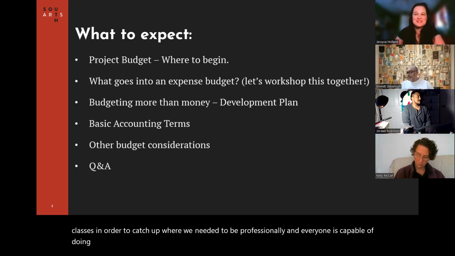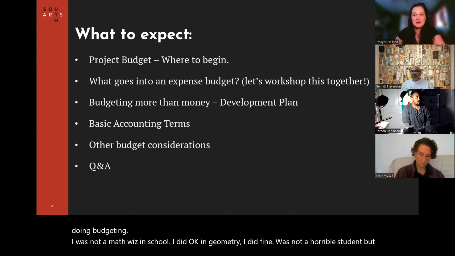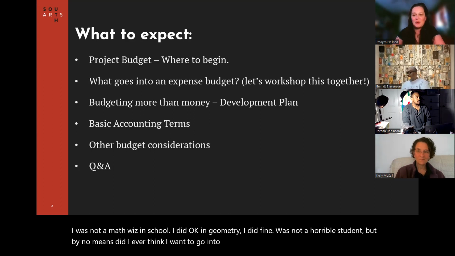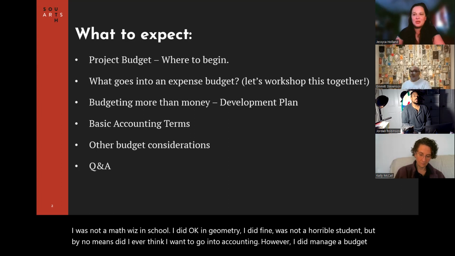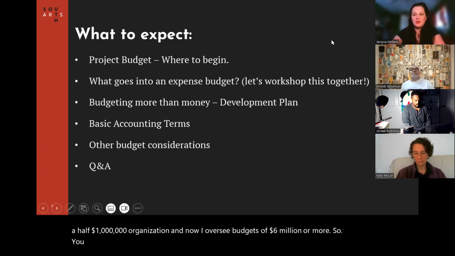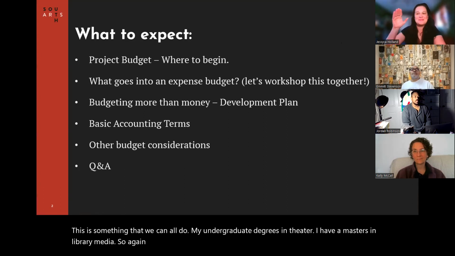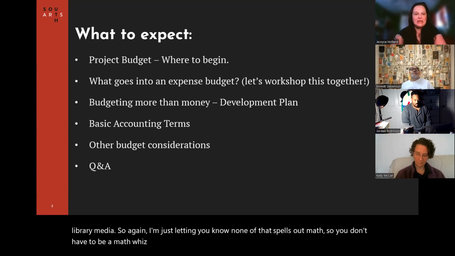I was not a math whiz in school. I did okay in geometry. I did fine. I was not a horrible student, but by no means did I ever think I want to go into accounting. However, I did manage a budget for a $500,000 organization, and now I oversee budgets of $6 million or more. So this is something that we can all do. My undergraduate degree is in theater. I have a master's in library media. None of that spells out math, so you don't have to be a math whiz to do budgeting.